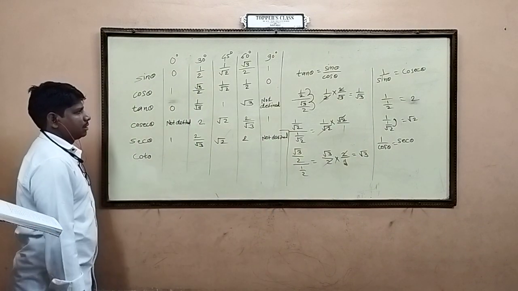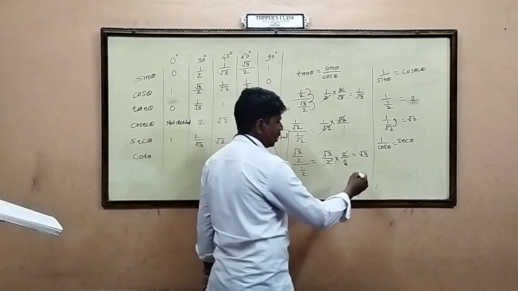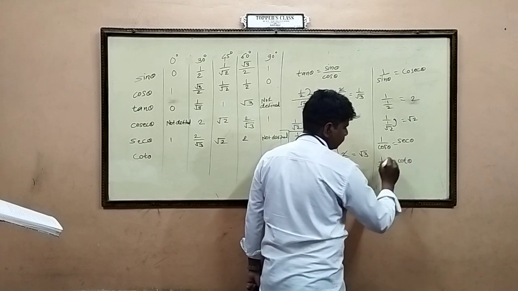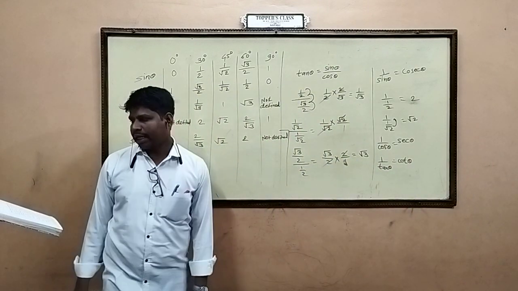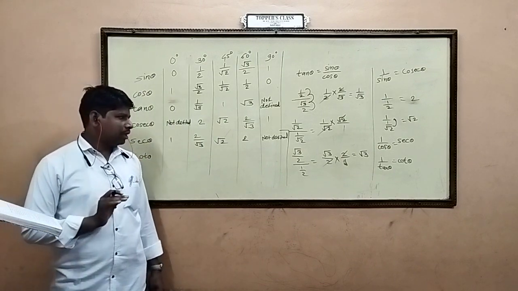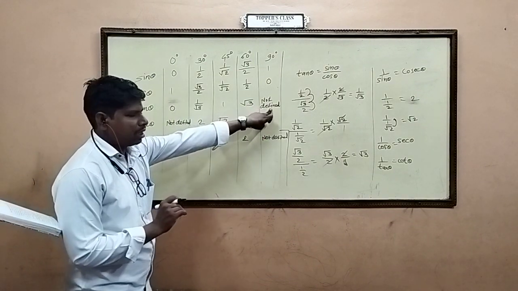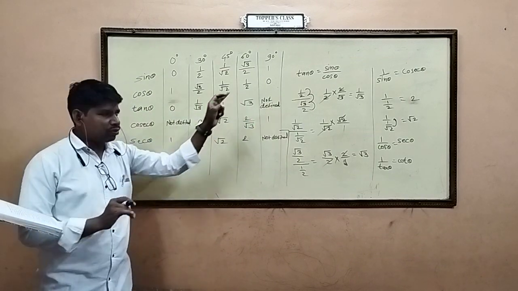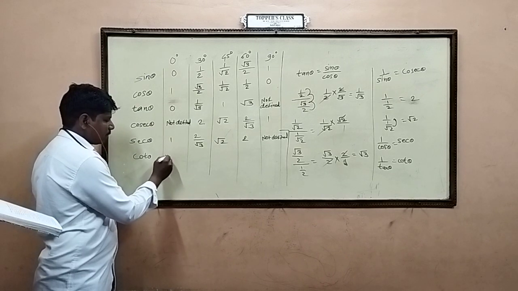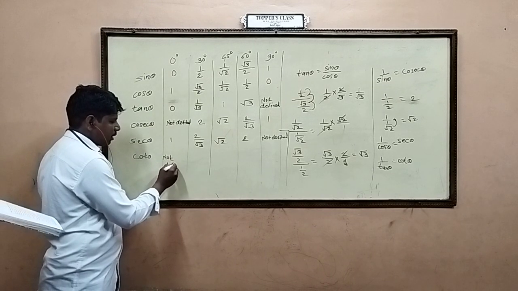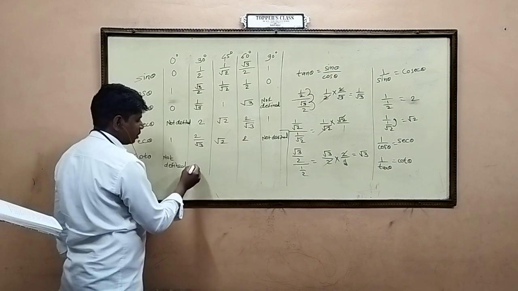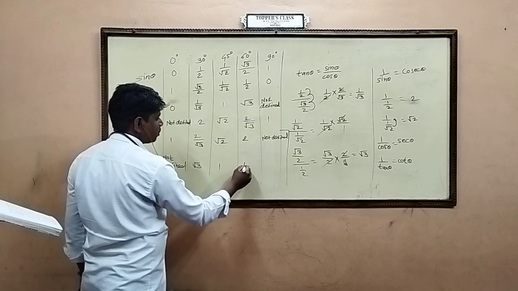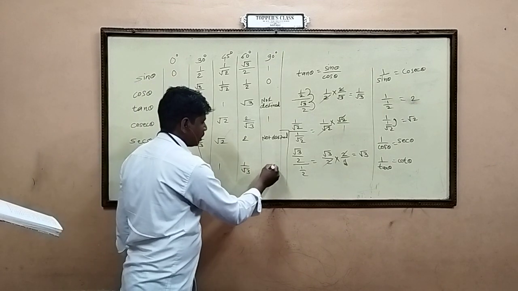Okay. Now cot theta. Cot theta means what? We have learned 1 upon tan theta is equal to cot theta. Now here we got not defined last. Just write the opposite of tan theta. So what will we get? First one not defined. Second, what will we get here? Square root 3. Now what will we get here? 1. 1 upon square root 3, and here you will get 0.